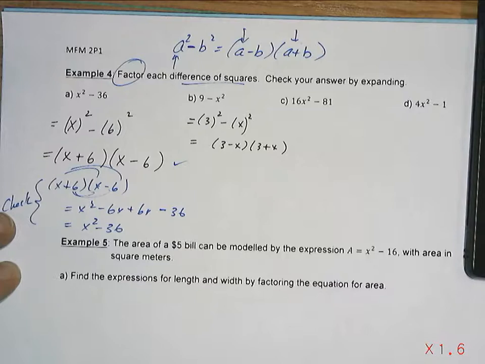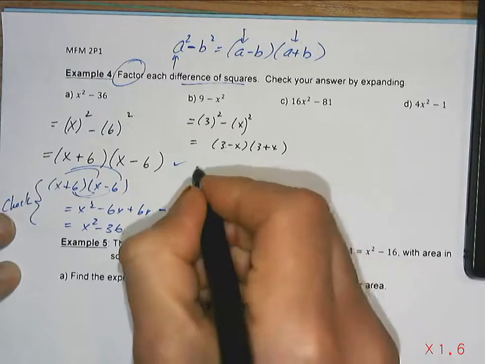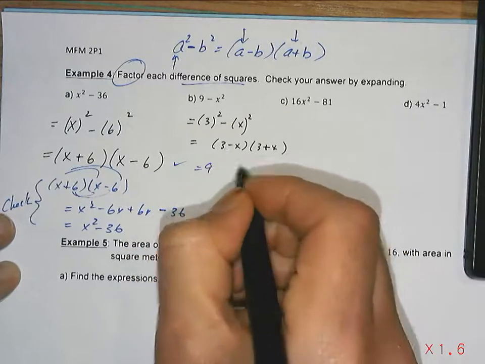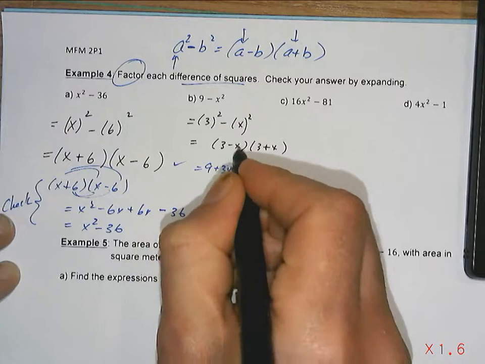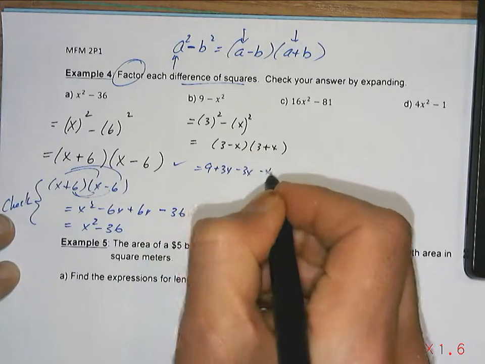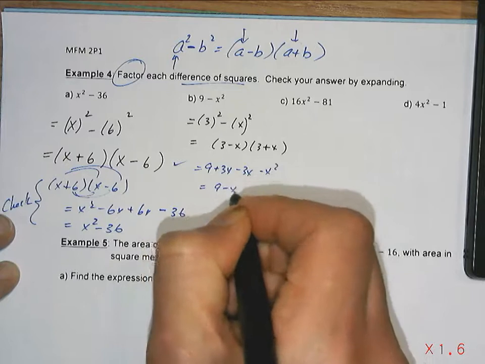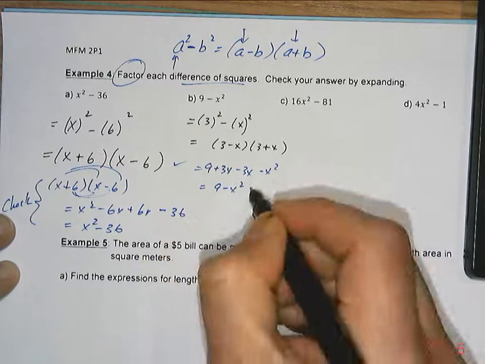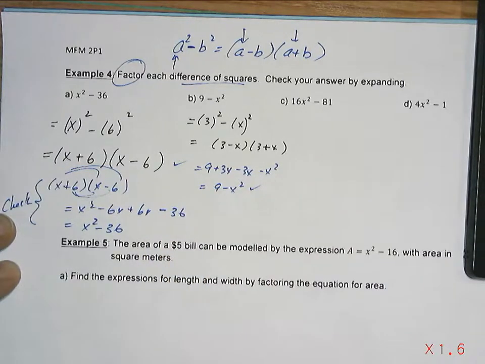We check it by expanding. 3 times 3 is 9. 3 times x is 3x. Negative x times 3 is negative 3x. And negative x squared. And it is what we started with, so we are correct.